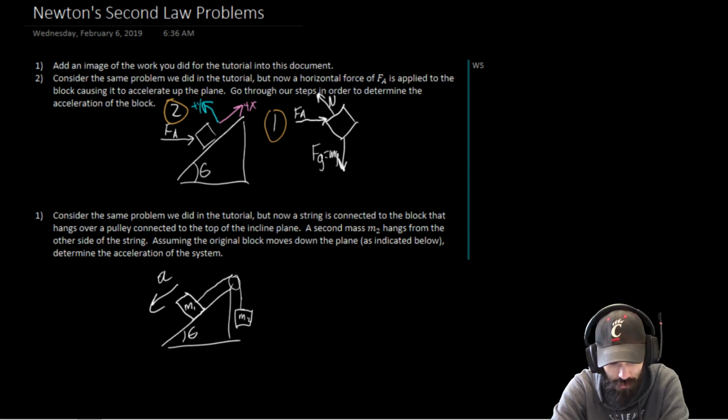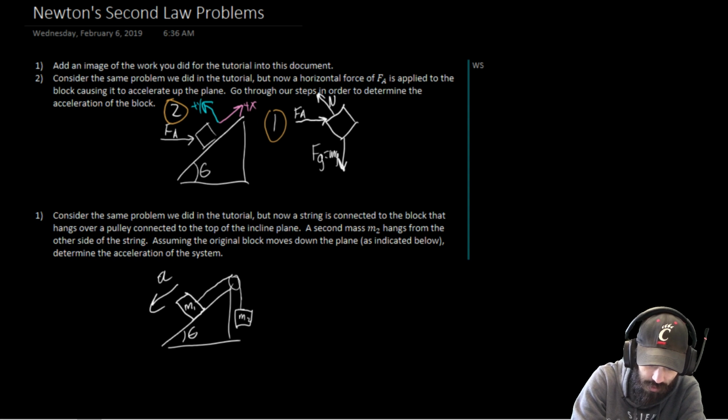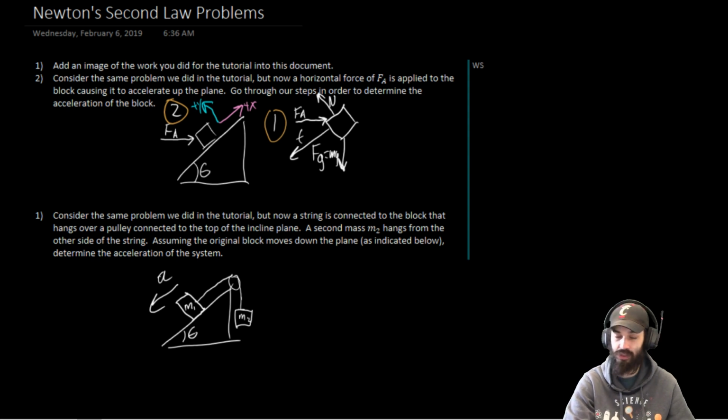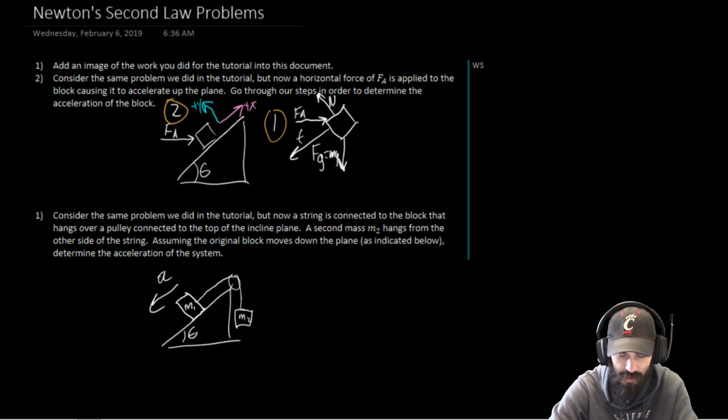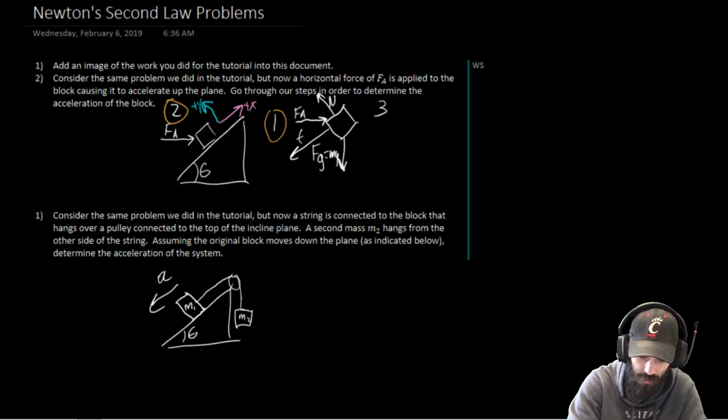Now we have to be careful with the force of friction, because the force of friction is always going to oppose the direction of motion. So here, that says our force of friction is going to go this way. Okay, I didn't draw these all to scale, but this gives us an idea of what these forces look like. So this is going to be our step 3.